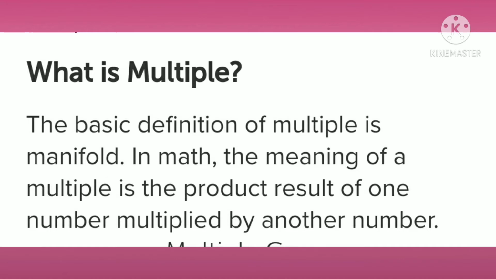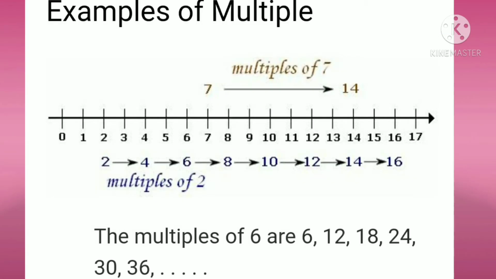The basic definition of multiple is manifold. In math, the meaning of a multiple is the product result of one number multiplied by another number. That means the numbers between two we are going to multiply. Now, let's see the example of a multiple.